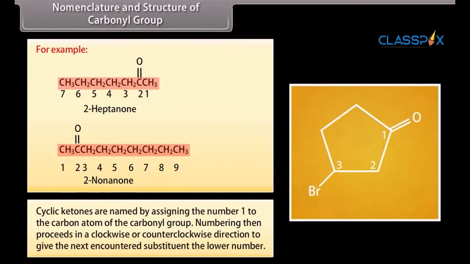Cyclic ketones are named by assigning the number 1 to the carbon atom of the carbonyl group. Numbering then proceeds in a clockwise or counterclockwise direction to give the next encountered substituent the lower number.